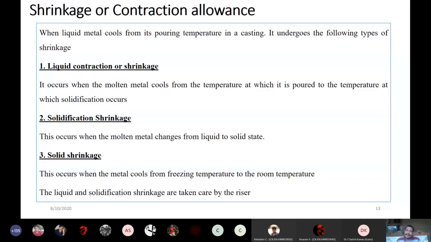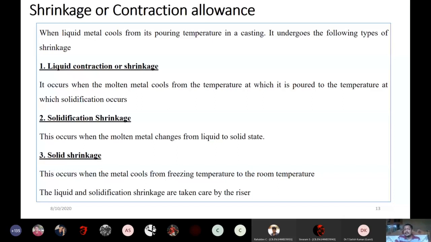We have seen blind risers in the class 2 lecture. Actually, the material inside the blind riser will be used to avoid this shrinkage defect. The next one is solidification shrinkage. When the molten metal changes from liquid to solid state, solidification shrinkage takes place. And third, from the start of solidification to the final solidification, solid shrinkage also happens. This occurs when the metal cools from freezing temperature to room temperature.